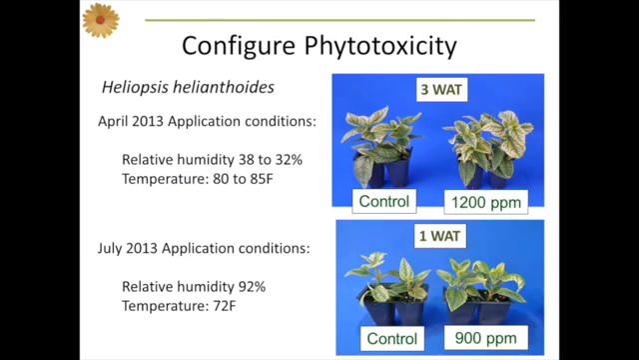Now, this was never so important or never brought to my attention so clearly as it was last summer. We did a rate trial early in the year in April on Heliopsis, and we did Configure applications up to 1,200 parts per million. Not what you're normally going to use, but this was a rate trial. We wanted to get to the high range. At 1,200 parts per million, we had no phyto, and we had an improvement in branching.